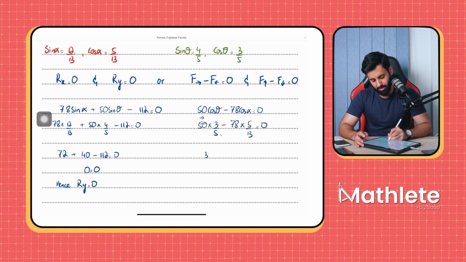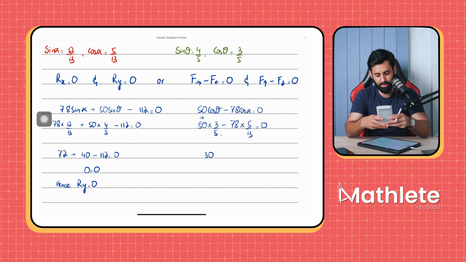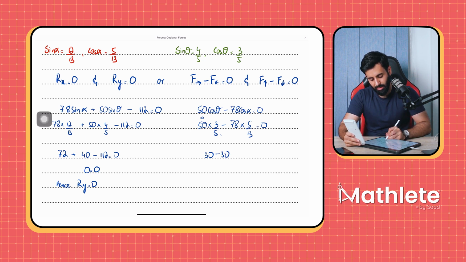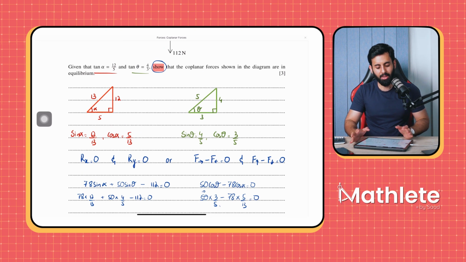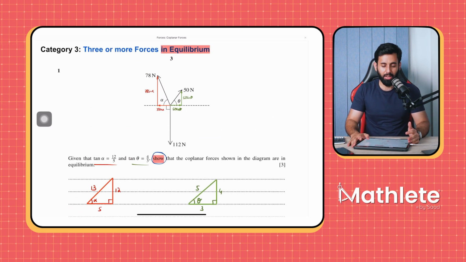5 ones are, 5 tens are, so 10 into 3 is 30. Okay, for this I'll need a calculator. 78 into 5 divided by 13, so that's also 30. So that's equal to 0. 0 equals 0. So that means hence the resultant in the x direction is equal to 0. And there you go, that's it. Through this we have proved that yes, all these coplanar forces shown in the diagram are in fact in equilibrium.